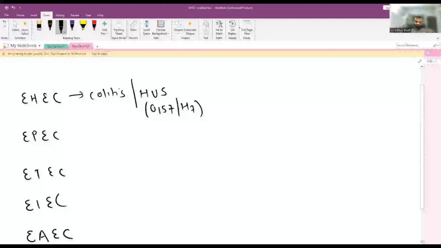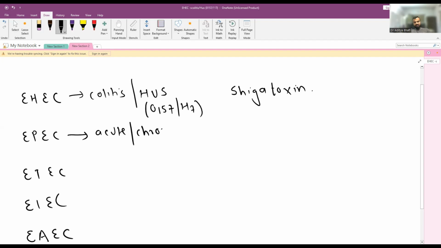So this is the thing that is caused, and it is usually bloody, or non-bloody; both diarrhea types are possible. The pathogenic agent over here is the Shiga toxin, and the Shiga toxin leads to coagulopathy, large bowel involvement, colitis. So the Shiga toxin is the pathogenic agent in enterohemorrhagic E. coli.